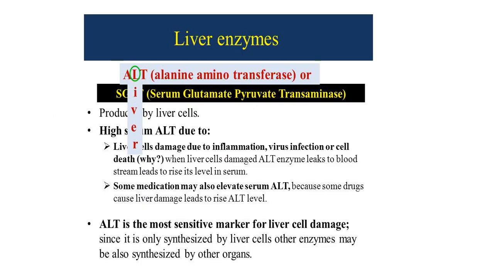This is one more slide showing the liver enzymes, and over here the L has been highlighted to show that it is more pertinent to the liver. So liver cell damage is due to inflammation, virus infection or cell death. When liver cells are damaged, these ALT enzymes leak into the blood. So ALT is the most sensitive marker for liver cell damage.